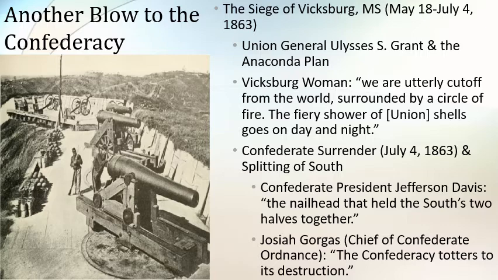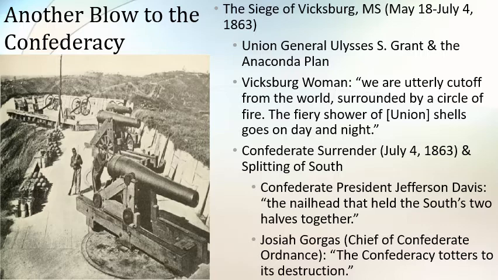Well, on July 4th, 1863, the Confederates at Vicksburg surrendered. Coming on the heels of Robert E. Lee's retreat from Pennsylvania, the Confederate defeat at Vicksburg represented a major blow to the Confederacy. Its president, Jefferson Davis, who we've read about previously in our primary documents as well, claimed that Vicksburg was, quote, "the nailhead that held the South's two halves together."